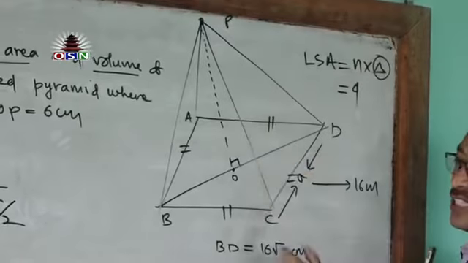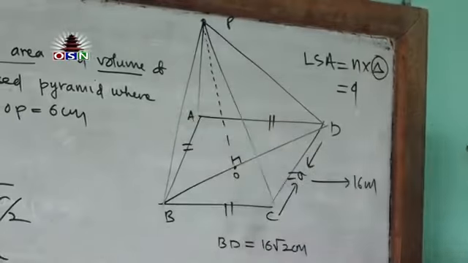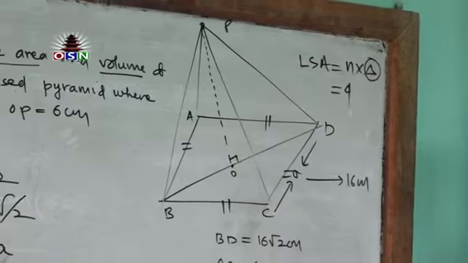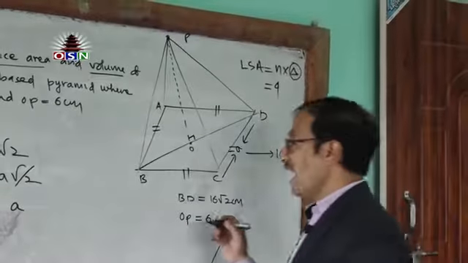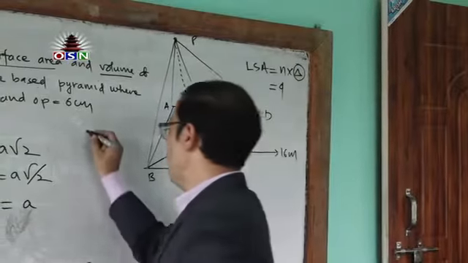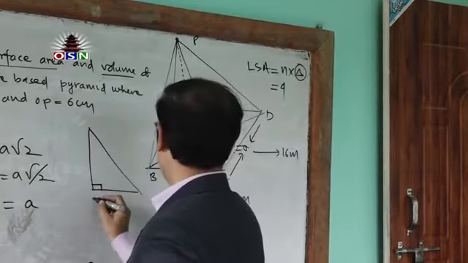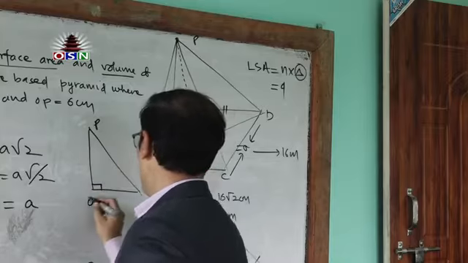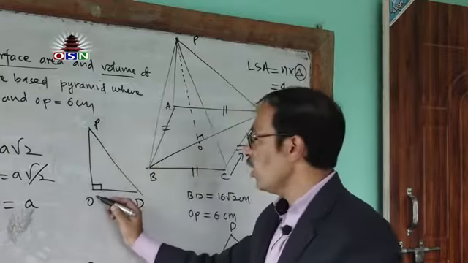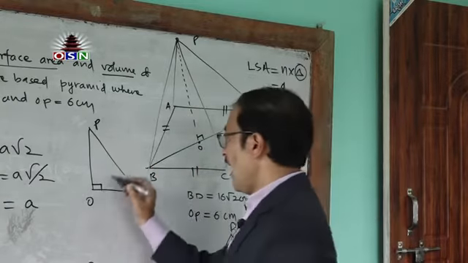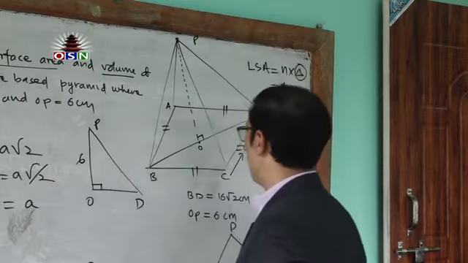What type of figure is it? POD is a triangle. And what type of triangle is it? This is a right angle triangle. POD is a right angle triangle because this is 90 degrees. We know that angle O is 90 degrees, and this side is 6 centimeter, given for you.